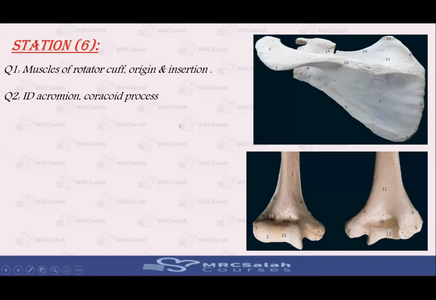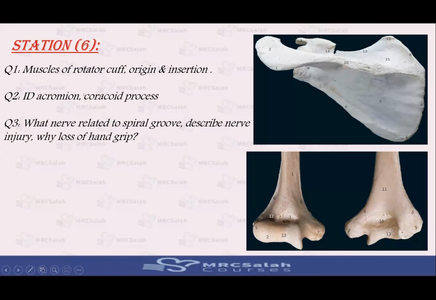Okay. So first question, the muscles of the rotator cuff, the origin and insertion, we already covered it. Can you please tell me where is the acromion and where is the coracoid process? Okay, acromion is number 2. The coracoid is number 3. The spine is number 10.